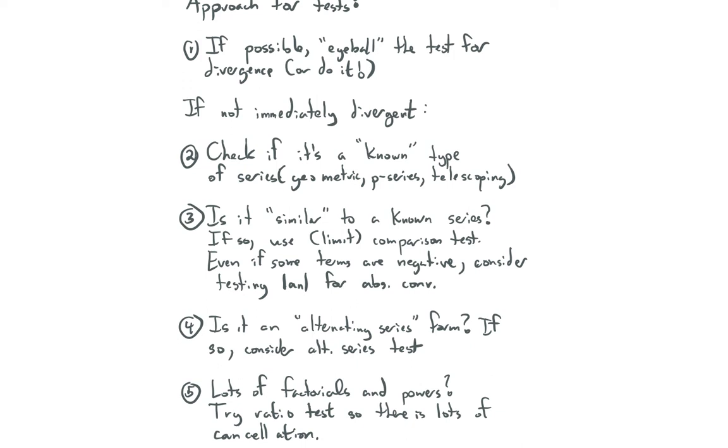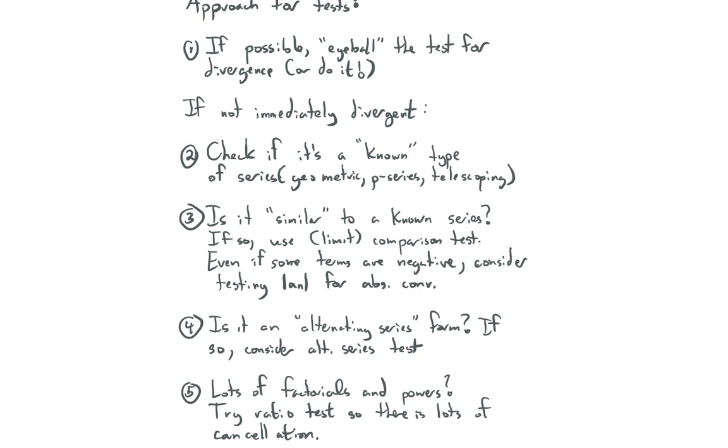So, first, a really good idea is you should always eyeball your terms. See if you can do the limit in your head and see if the limit is going to be something other than 0. If that's the case, if the limit comes to some value that isn't 0, you know the sequence diverges by the test for divergence, and you don't need to go any farther. So that's what I always do when I look at a series, is just see if the test for divergence is going to be applicable.